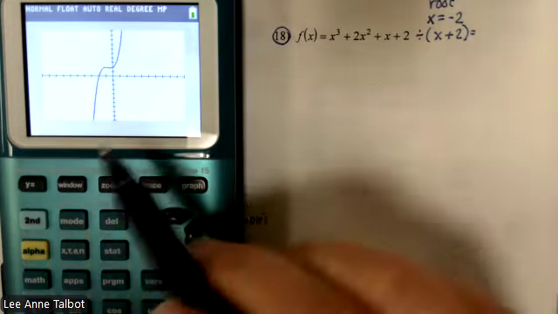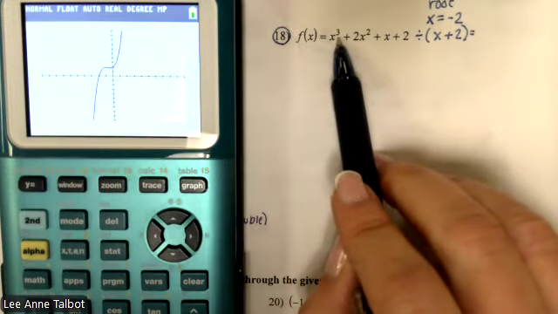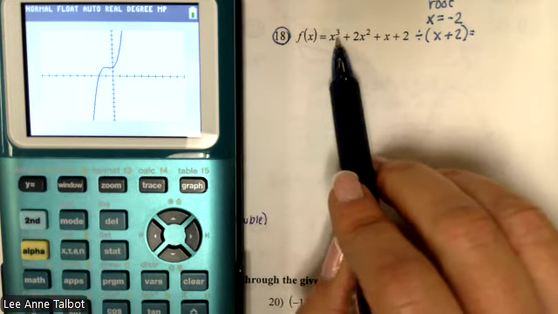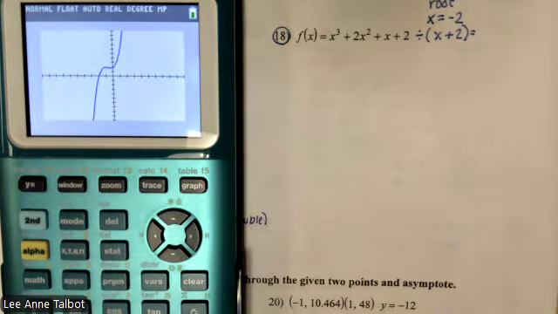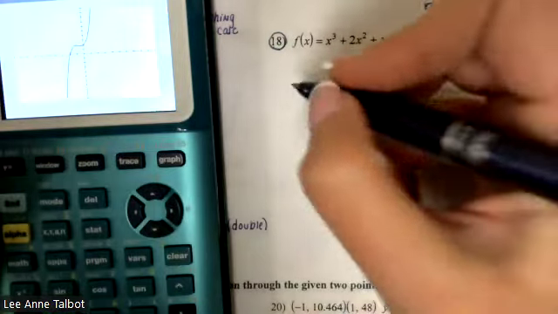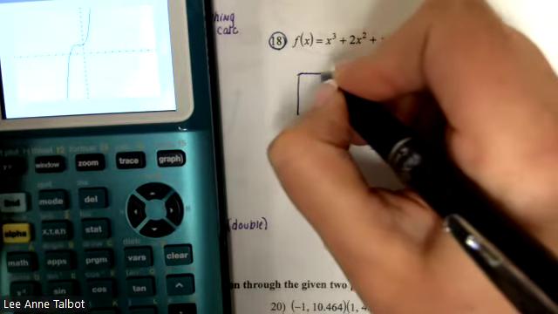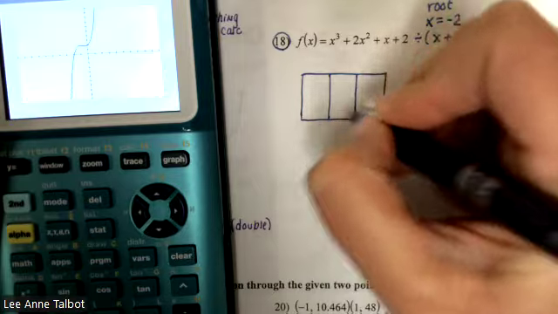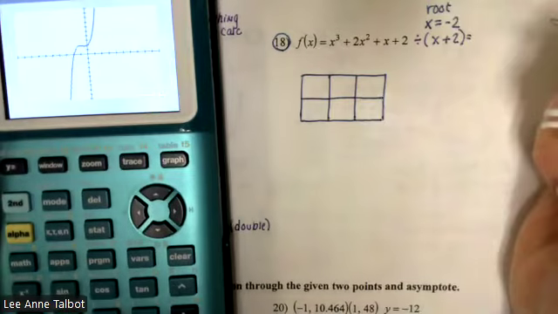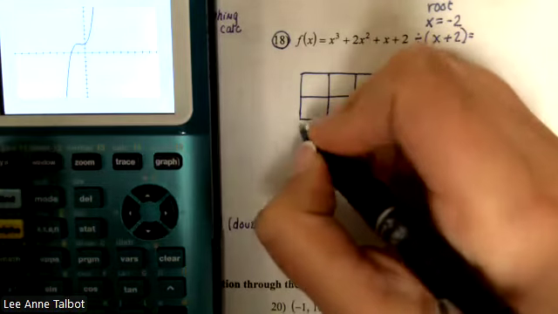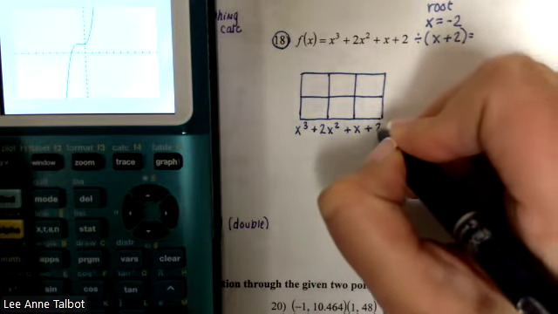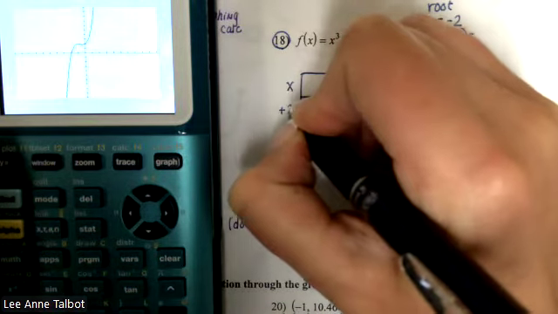Okay, so what degree is this? 3. So that means there needs to be 3 roots. How many of them are real? 1. And the other 2 are going to be imaginary, which means quad formula. Yay. Okay, but let's do this bit. So we want a 3x2 box. X cubed plus 2x squared plus x plus 2, x plus 2.